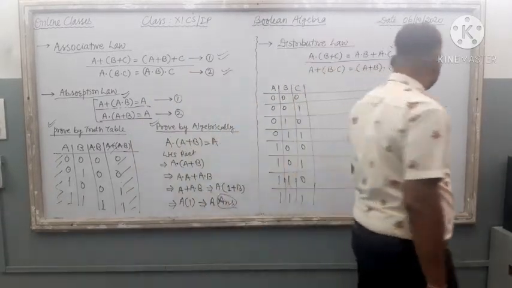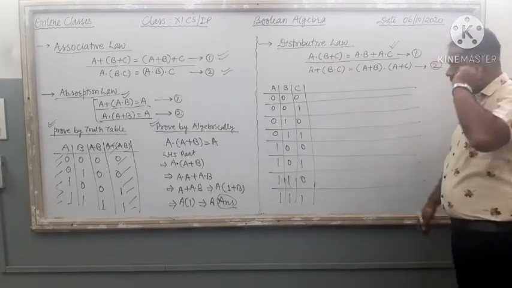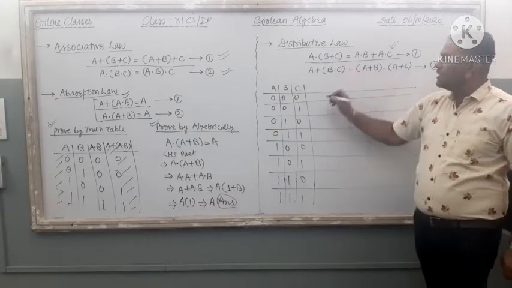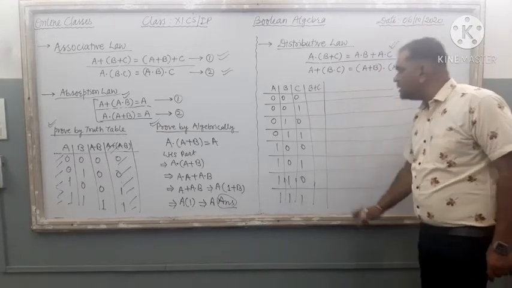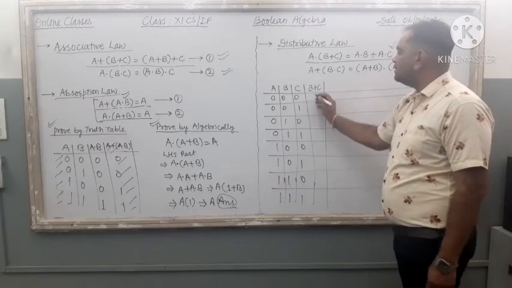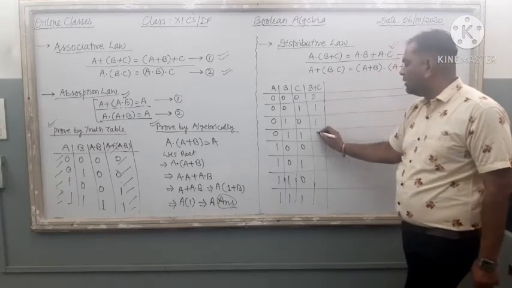Now, very first, if we solve the LHS part, here B plus C, I am going to create one more column related to B plus C. B plus C means binary addition: 0, 1, 1, 1.